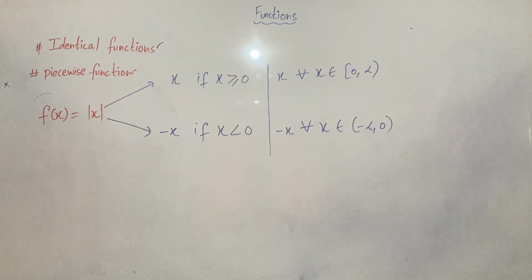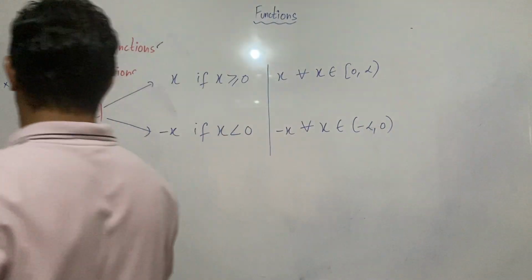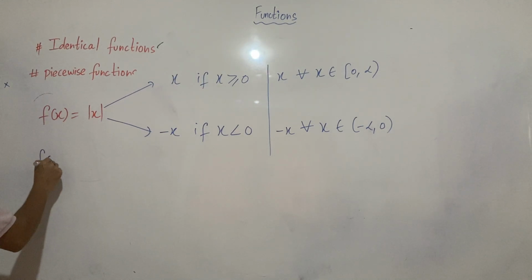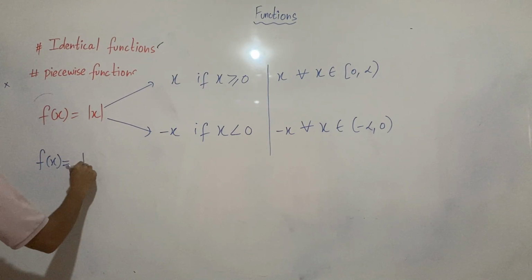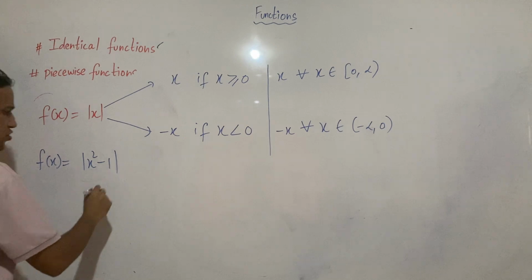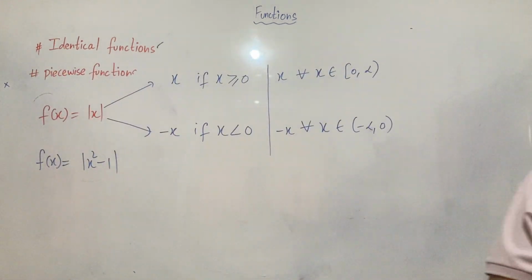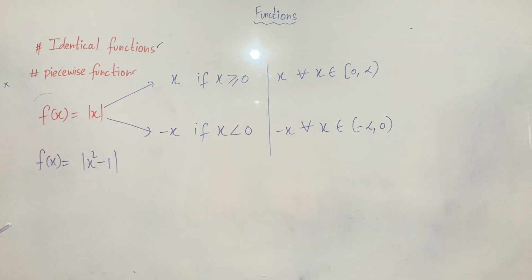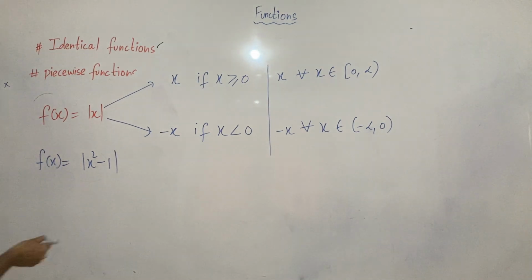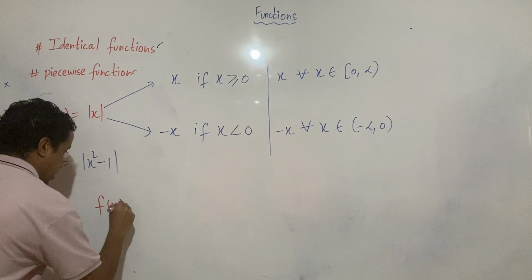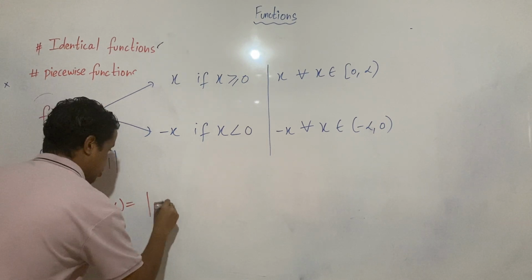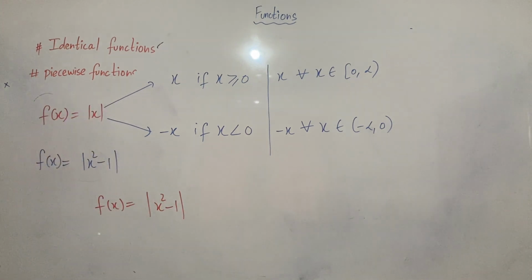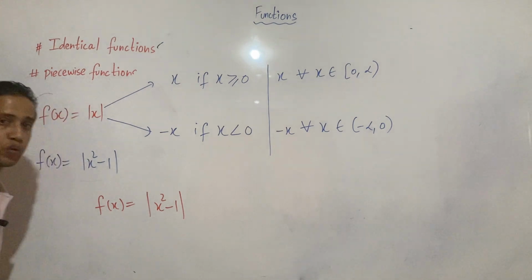One more example is f(x) equals x square minus 1, right? x square minus 1. Okay, now see here. So f(x) equal to modulus function x square minus 1. So now how is this modulus function going to behave?